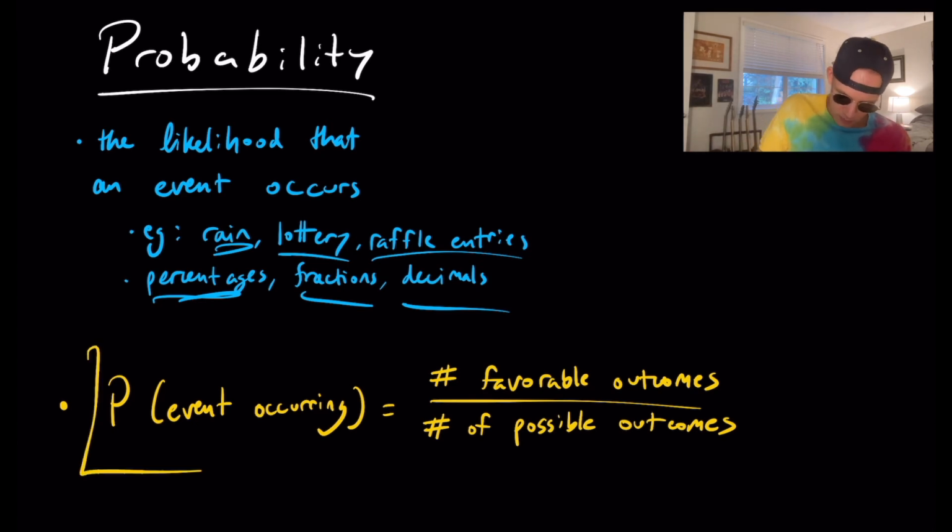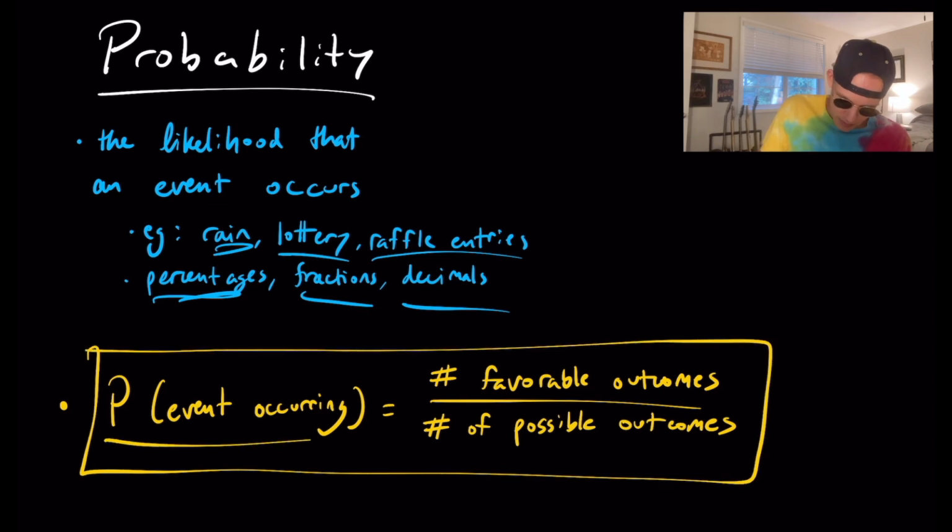Here's a formula for probability, or determining the likelihood of some event occurring. And it is this right here. So the probability of an event occurring, which we write like that, is equal to the number of favorable outcomes divided by the number of total possible outcomes. And we'll do an example here in a second. Actually, let's just do it now.